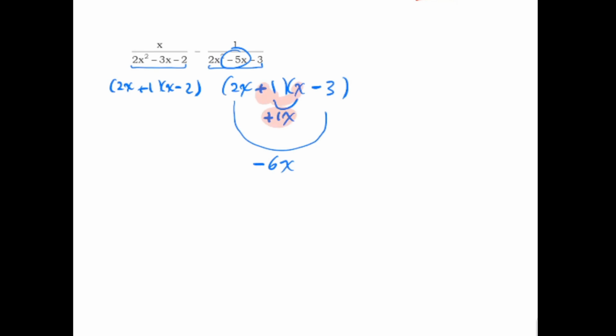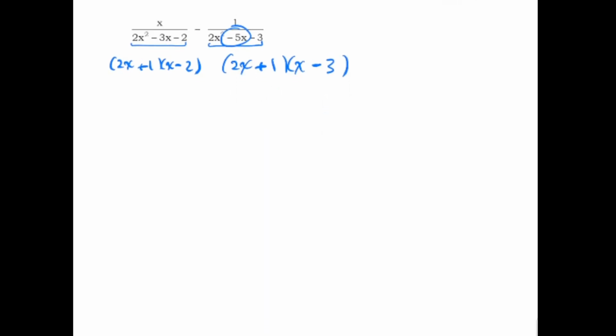Plus 1x minus 6x gives me the minus 5x. That part works just fine. Plus 1 times minus 3 gives me minus 3. That part works just fine. So we've got it. So now I can start erasing and stuff.